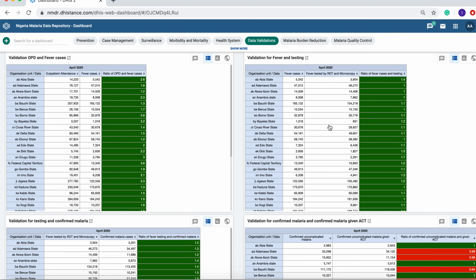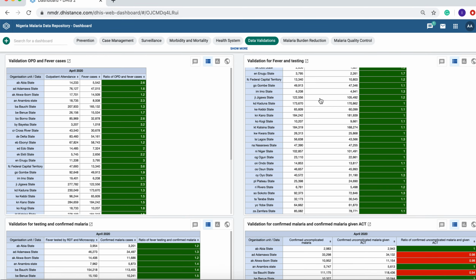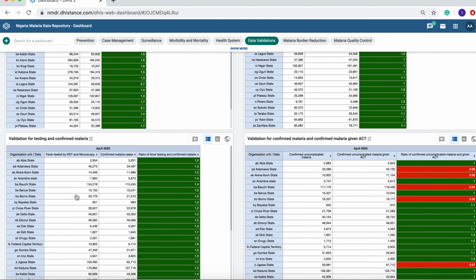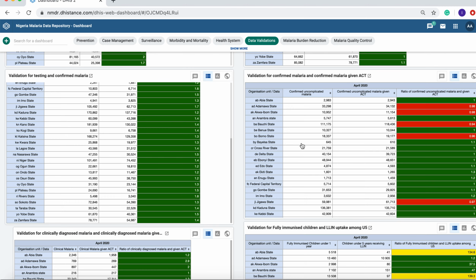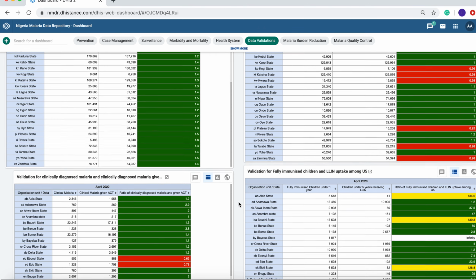The same thing here is the validation of fever and testing. We said testing by any of the test types shouldn't exceed the fever cases, and you can see this is also green. And the next indicator is looking at fever testing. Those that actually got tested shouldn't exceed confirmed malaria cases. That's why this green is showing. Then the next indicator is that those that receive ACT shouldn't exceed those that are confirmed malaria. So those are the checks.